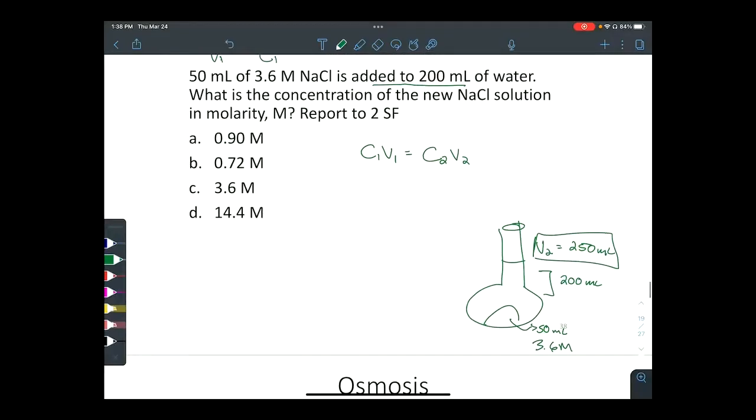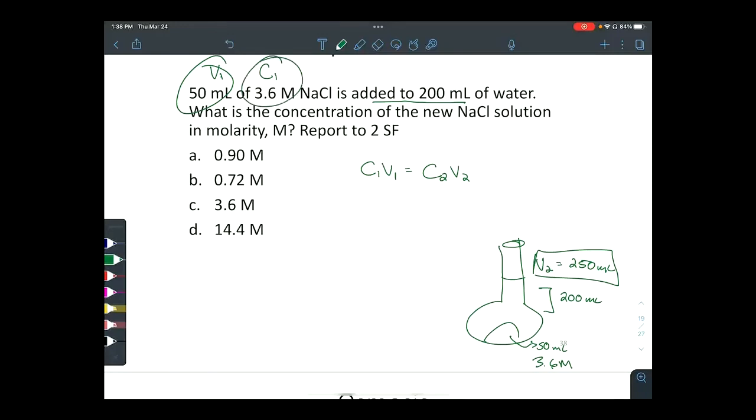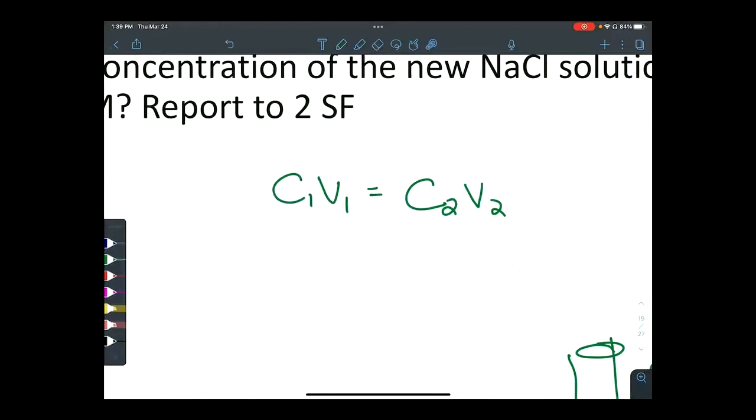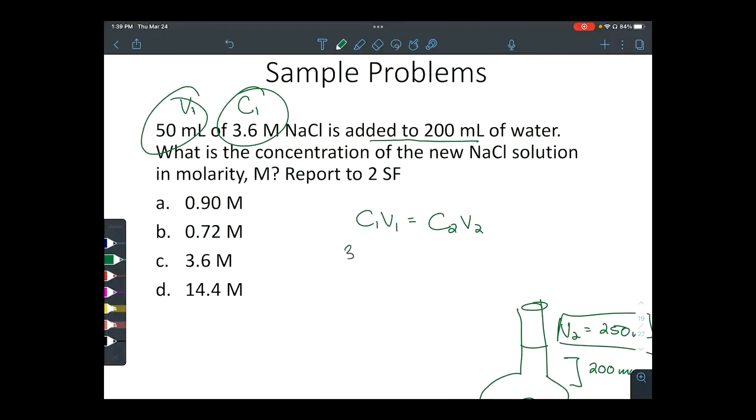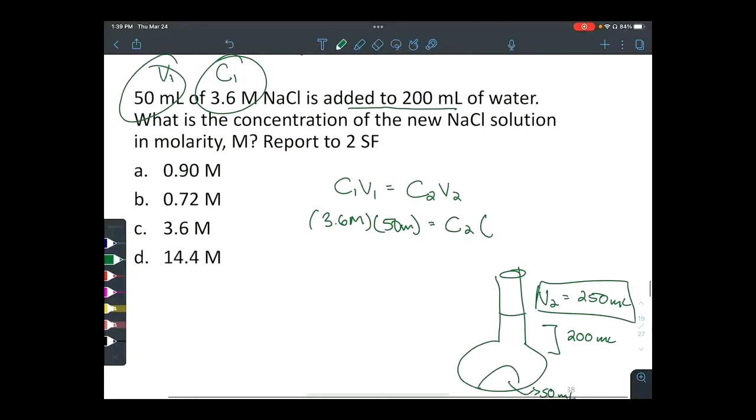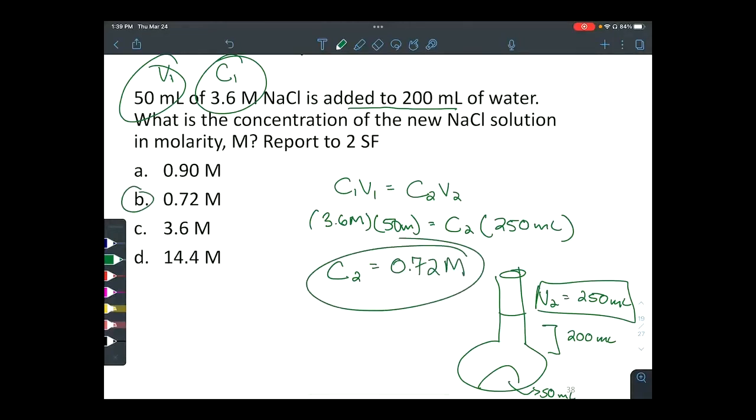All right, so we have 3 values now, and we just have 1 unknown. What variable in our equation are we actually calculating? C2 in this case. So now it's just plug and chug. C1 is 3.6 molarity, V1 is 50 milliliters, equals C2, that's what we're calculating, and V2 is 250 milliliters. If you do that, C2 is equal to 0.72 molarity. So the answer, I think, is it? Yes? Okay, good. It's B.